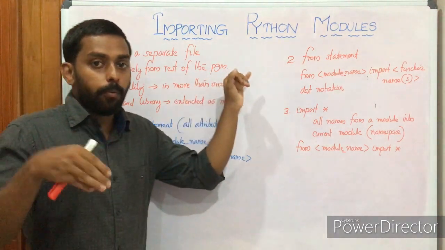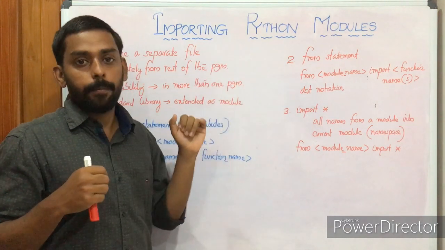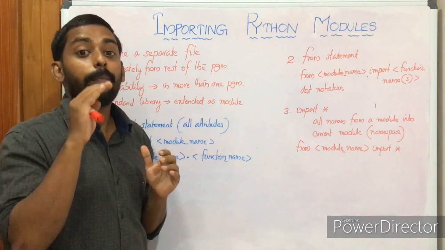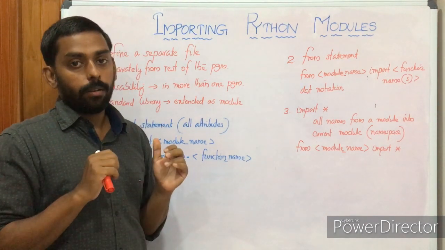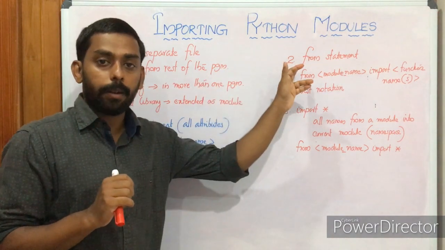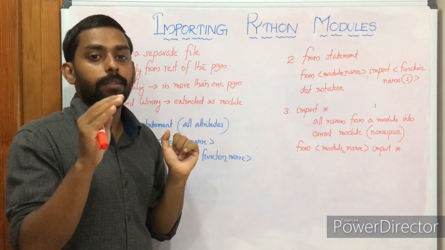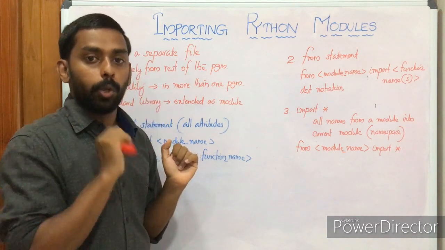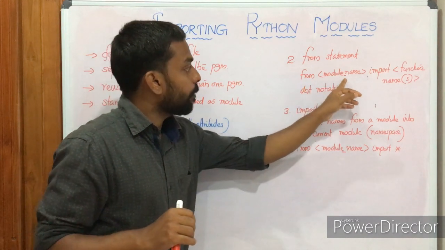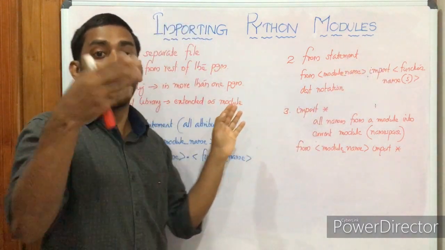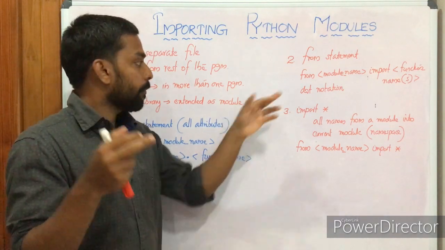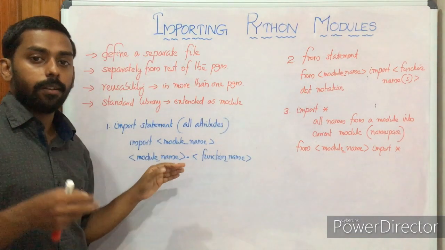But when we move on to the next one, the from statement, it allows us to access only some of the functions available in the module. Using import, we can access all the functions, but using the from statement, we can access only some of the functions available in the module, okay? And it follows the syntax: from module name import function name or names. We can access a single function or multiple functions.